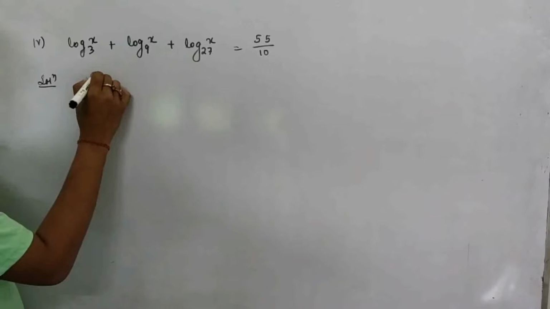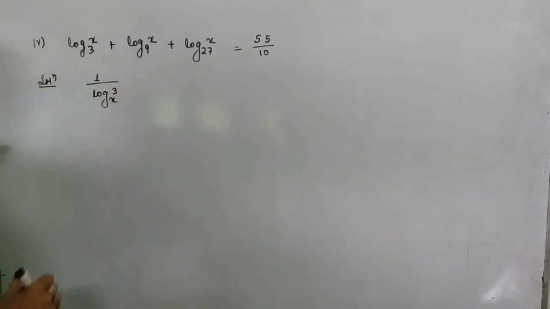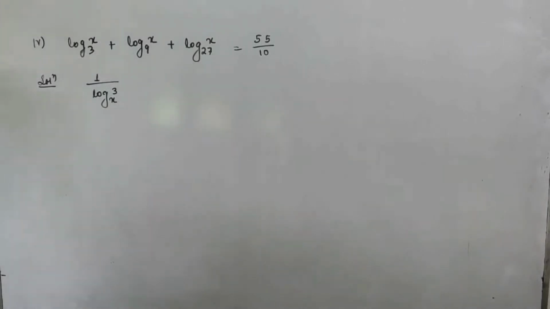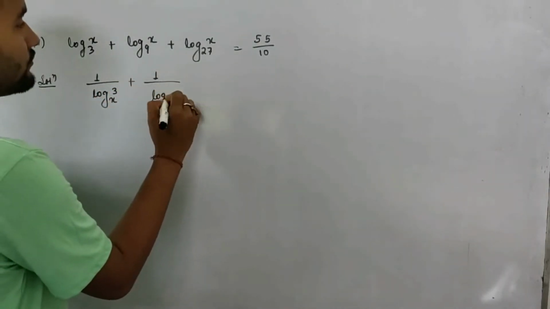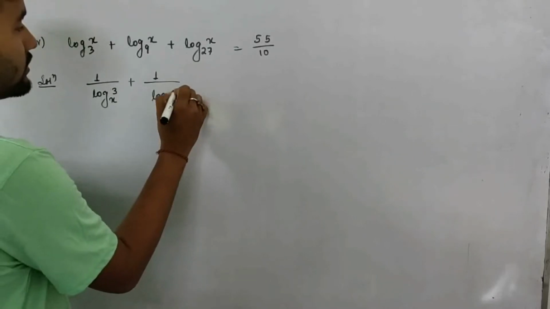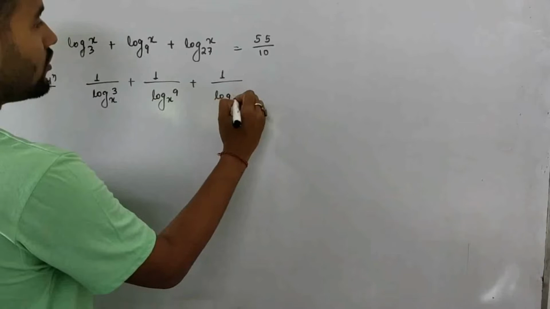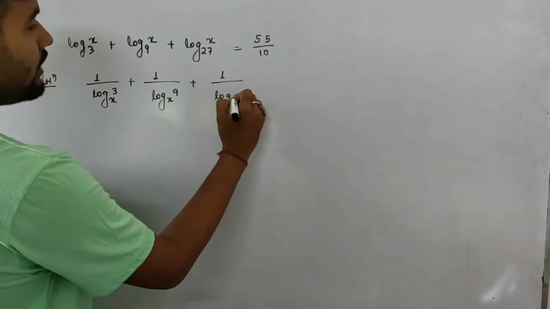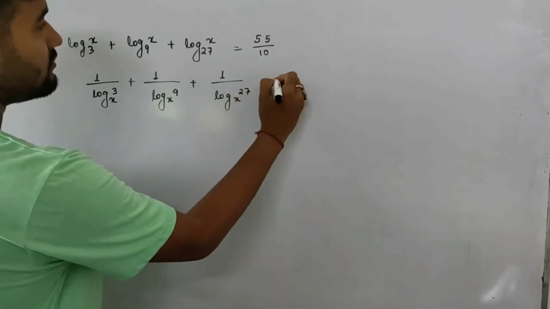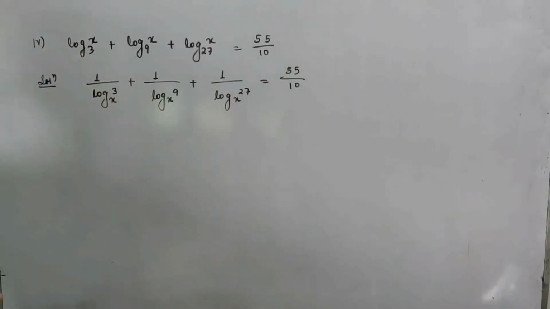So I will write over here this one log 3 base x. This way I will write, okay? Plus 1 by log over here x 9 plus 1 by log over here x and over here 27 is equal to what? 55 by 10. Done. Change of base everywhere.